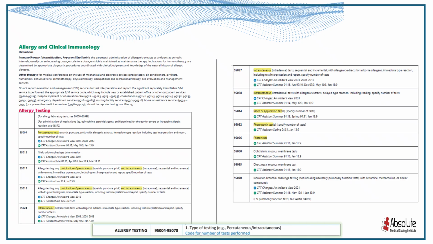The code series ranges from 95004 through 95070. The first thing you have to check is the type of testing. It can be percutaneous, it can be intracutaneous, it can even be a combination of both. Throughout these codes, you can see different types of testing. Also, code for the number of tests performed. So if 10 tests are performed, you have to code for all these tests.